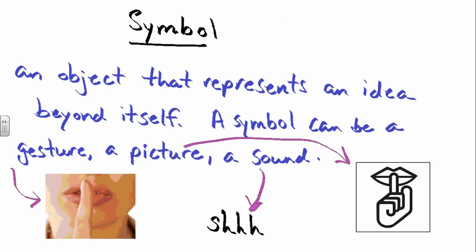All right, moving on to symbol. A symbol is an object that represents an idea beyond itself. A symbol can be a gesture, a picture, or a sound. Here we have a picture showing the gesture. We have the letters representing the sound, and then of course we have a picture that might be posted somewhere. But these all convey the idea of being quiet, not talking.